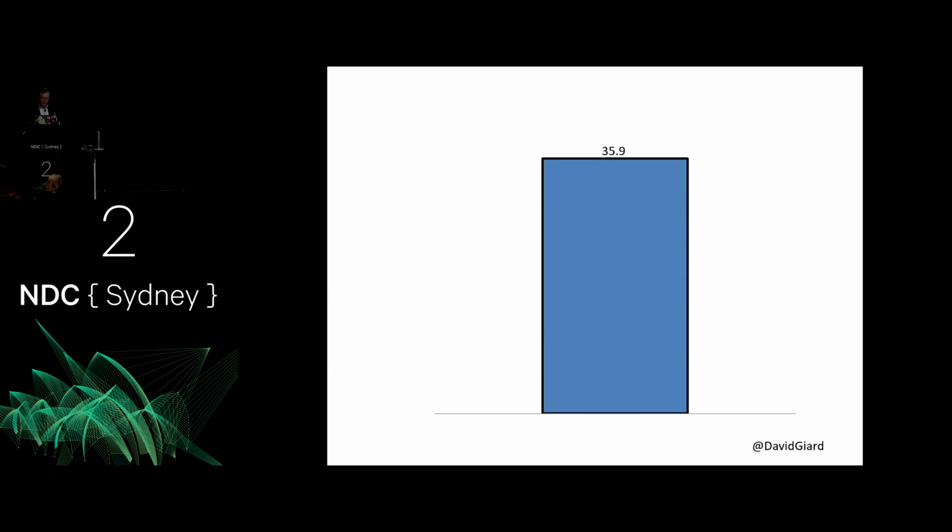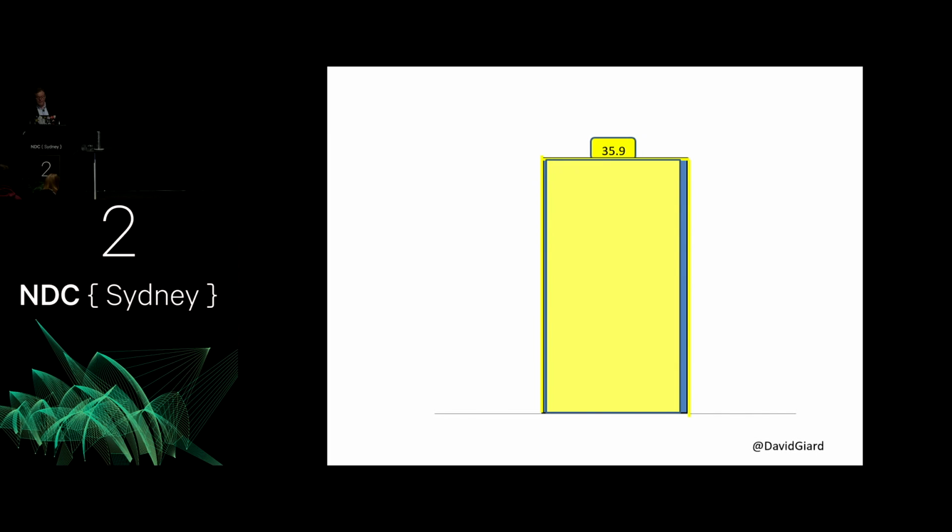And let's count the number of ways this visualization represents 35.9. First, we have a vertical line here that's 35.9 units tall. Another one over here, also 35.9 units tall. This bar right here at the top is 35.9 units from the x-axis. The shaded area is 35.9 units tall. The number is 35.9 units from the x-axis, and it is, of course, in fact, the number 35.9. There's a lot of redundant information in this, so it has a very low data ink ratio.